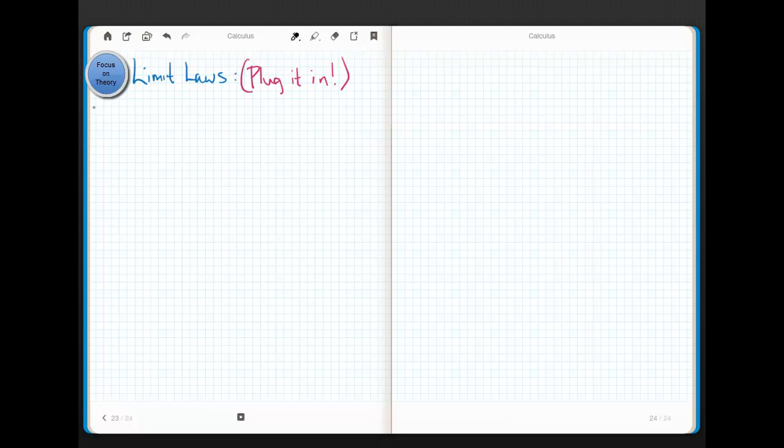We're in section 2.3 and we're going to talk about the limit laws. And then I sort of facetiously put over here, plug it in, plug it in. That's your first law. Just plug it in.